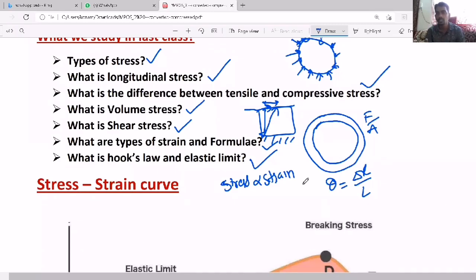So those three things we will study today. What are the expressions for those and what are the equations? We will see it. But before that, let us try to understand what the types of material are, and what the stress strain curve graph looks like for a solid body in a general manner.